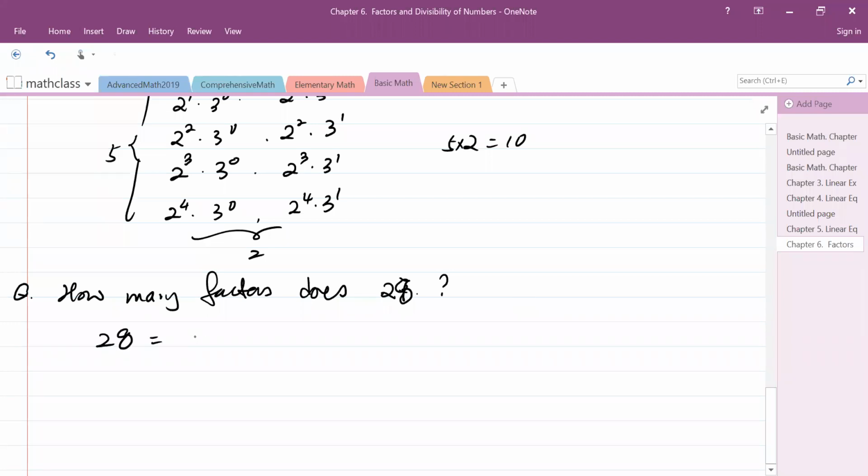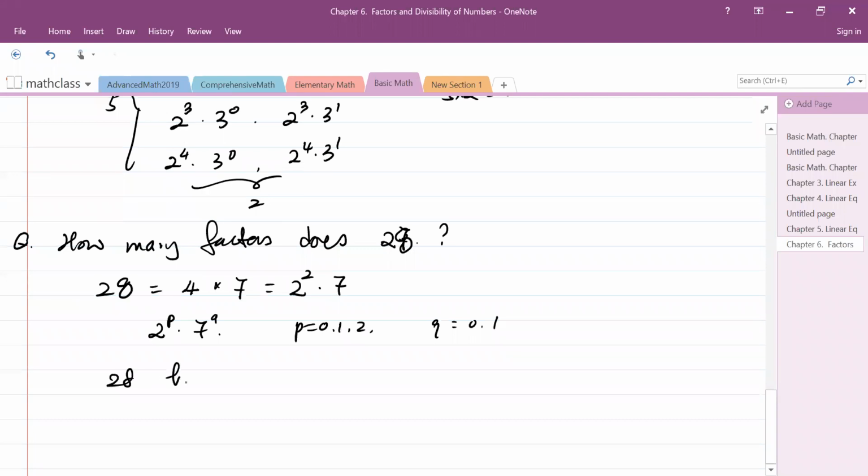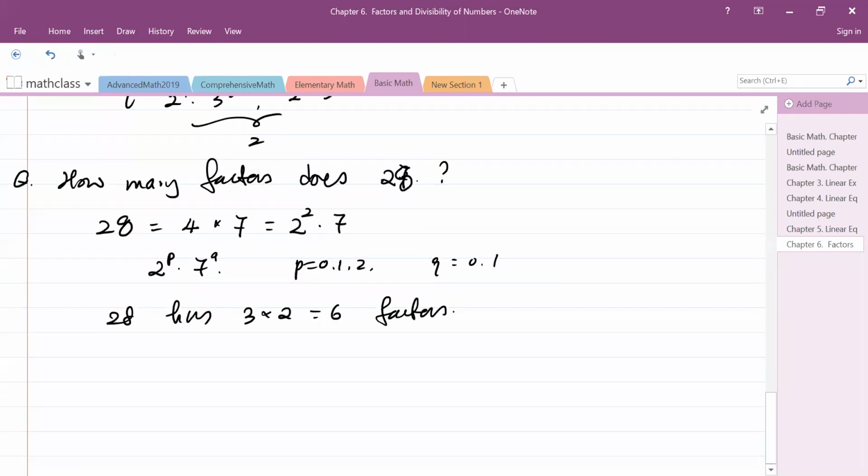28 is going to be 4 times 7, 2 squared and 7. So you will see that a factor must be in the form like that, right? And then P has 3 choices, Q has 2 choices. So that's why 28 has 3 times 2, 6 factors.